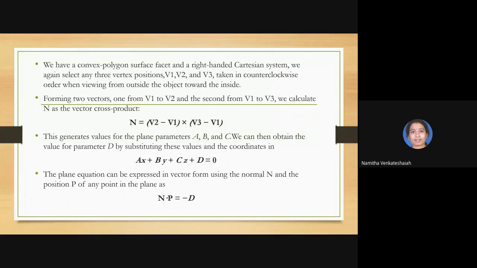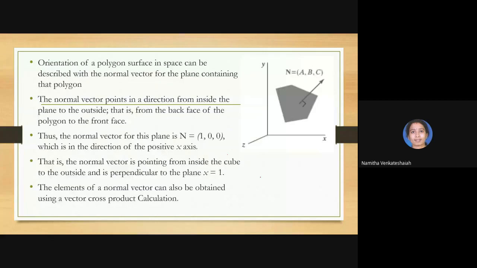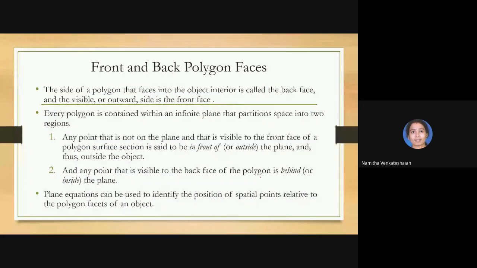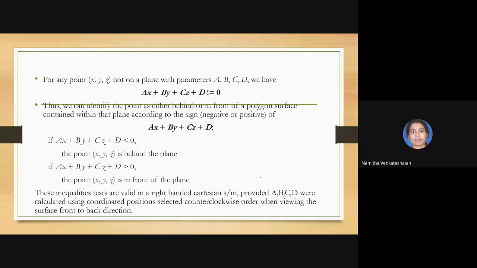These are the relationships. I'll repeat what we discussed about front and back polygon faces. It is very much required for a designer or developer to know whether it is the front face or the back face of the polygon. We can find out using the plane equation. Using this equation, if the value of Ax plus By plus Cz plus D is less than 0, the point is behind the plane. If it is greater than 0, the point is in front of the plane.